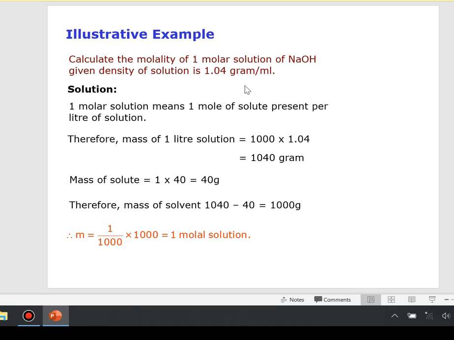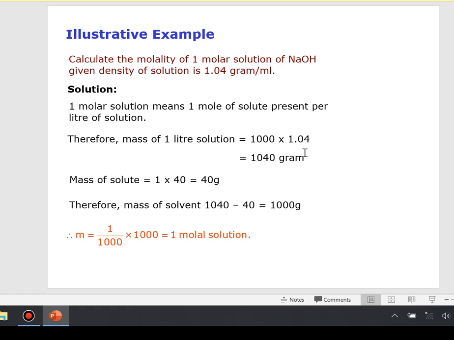And the mass of the solute, 1 molal. 1 molal means 1 gram mole. And the mass of the NaOH is 40. It means the mass of the solute will be 40 gram. That is the mass of the solute and that is the mass of the solution. 1040 is the mass of the solution and 40 is the mass of the solute.